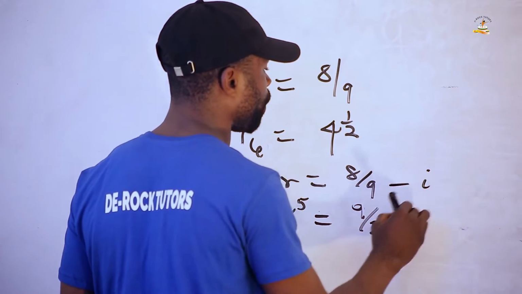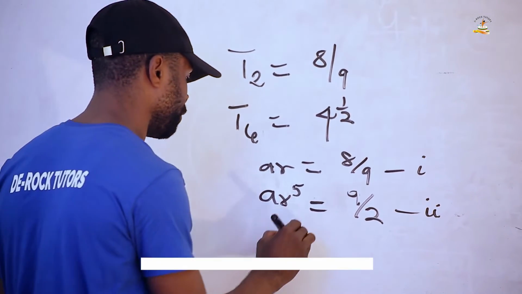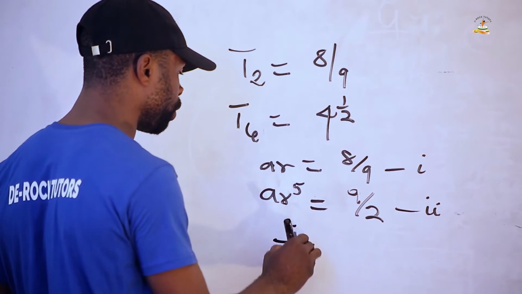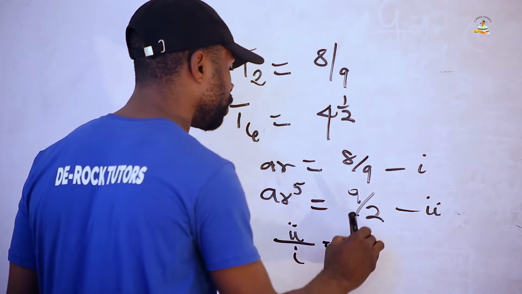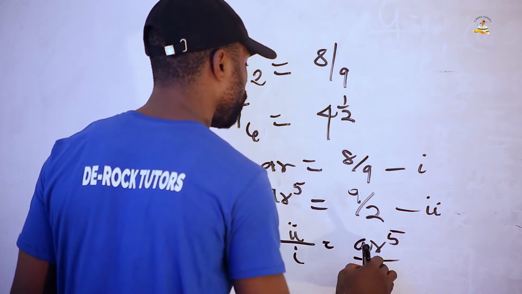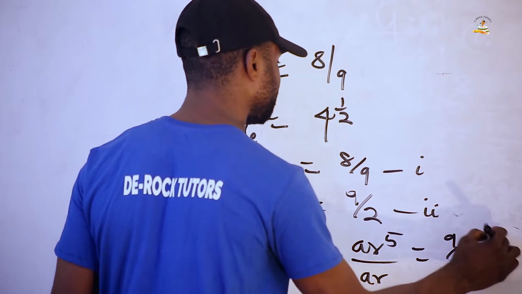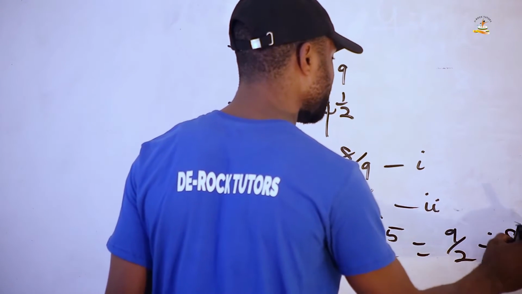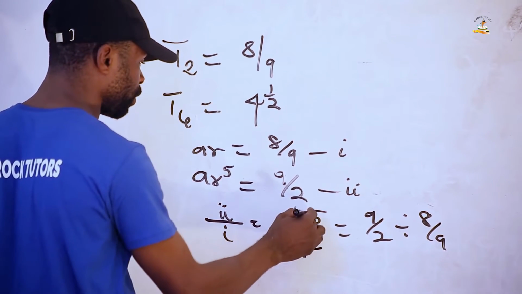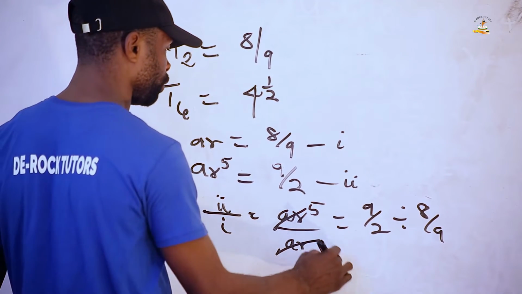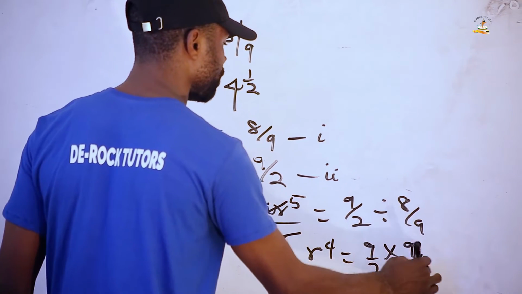Now, if this is equation 1 and this one is equation 2, we want to obtain the value of R. We obtain the ratio of 2 to 1 in this order. And as such, it's going to give us AR raised to power 5 over AR equal to 9 over 2 divided by 8 over 9, in which this one will cancel this, and this one will be left with R to the power 4 is equal to 9 over 2 times 9 over 8.